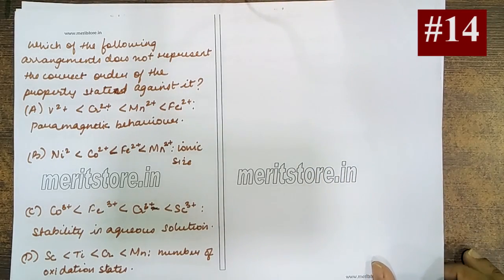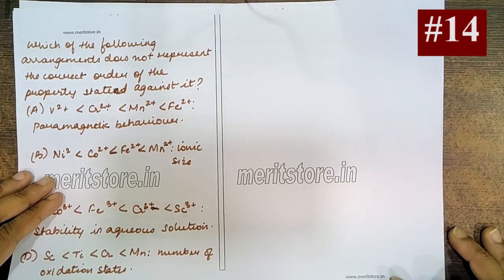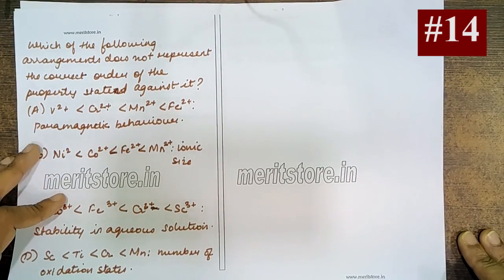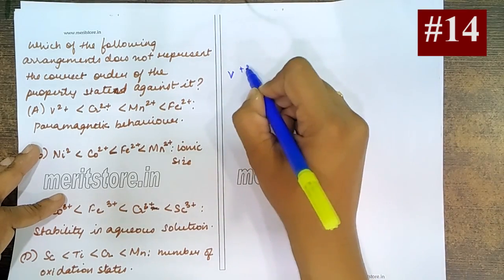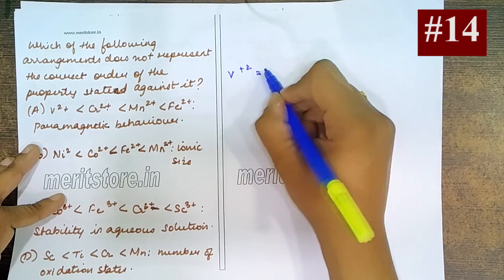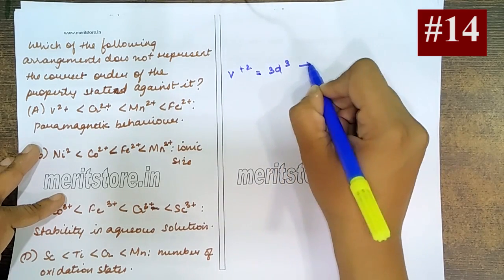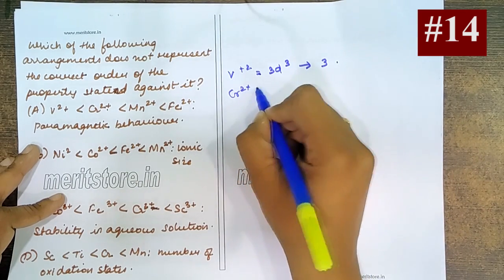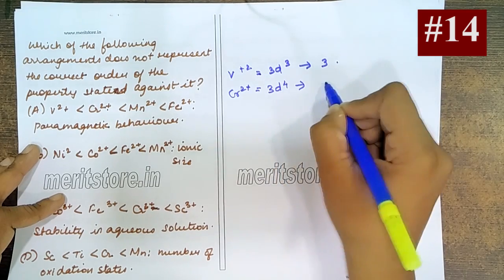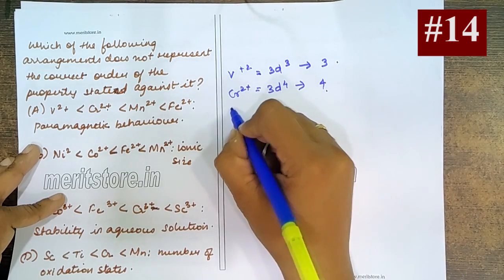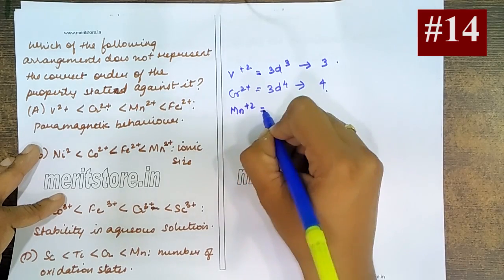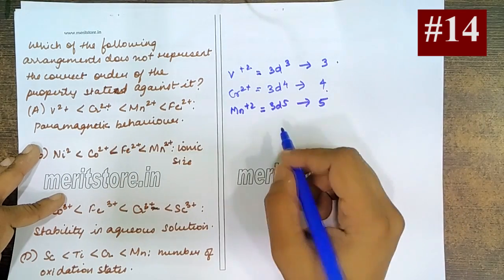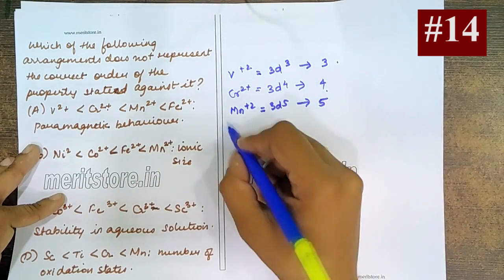Which of the following arrangements does not represent the correct order of the property stated against it? If we talk about option A, vanadium plus 2 will have configuration 3d3, so it has 3 unpaired electrons. Then chromium plus 2 will be 3d4, so it has 4 unpaired electrons. Then Mn plus 2 will be 3d5, 5 unpaired electrons. Definitely we can see the number of unpaired electrons is increasing, so paramagnetic behavior is expected to increase.